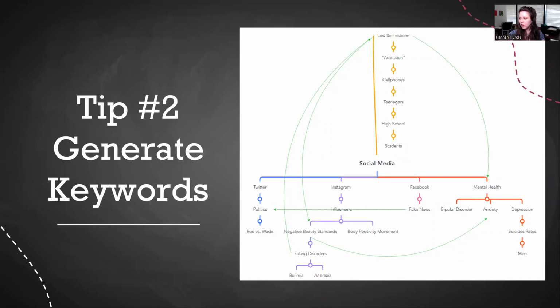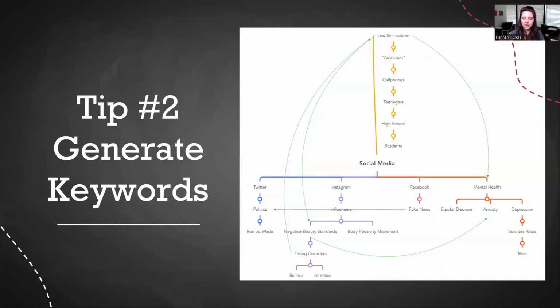So for social media, I have broken it down into Twitter, Instagram, Facebook, and mental health. So then social media to mental health to bipolar disorder, anxiety, depression. Then depression is broken down into suicide rates in men. But then also social media goes to Instagram, to influencers, and then influencers goes to negative beauty standards and the body positivity movement. And then from negative beauty standards, I break it down into eating disorders, and then eating disorders go to bulimia and anorexia.